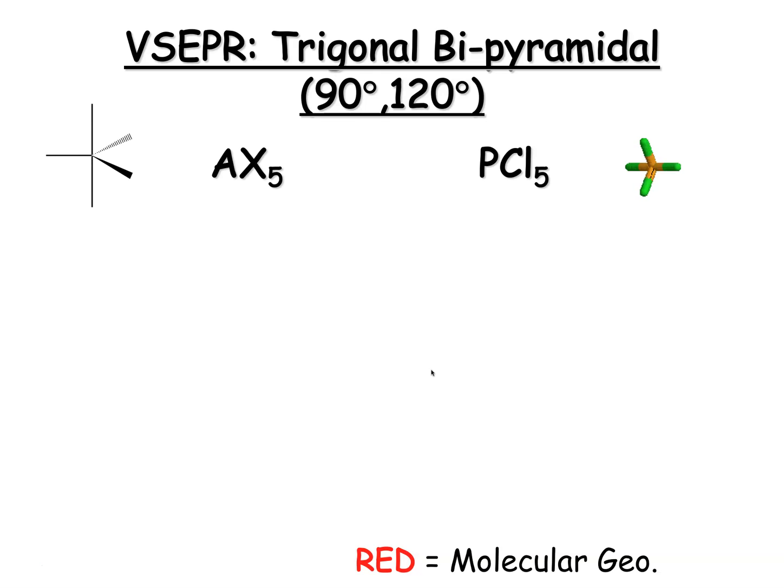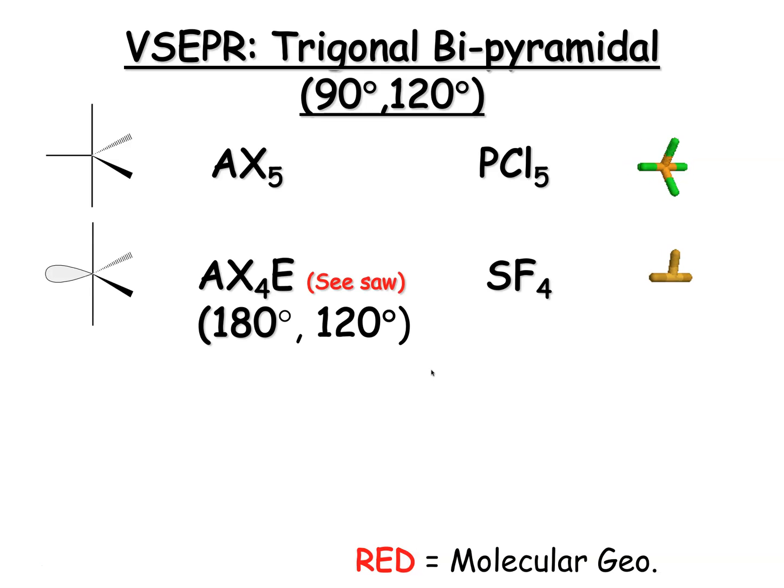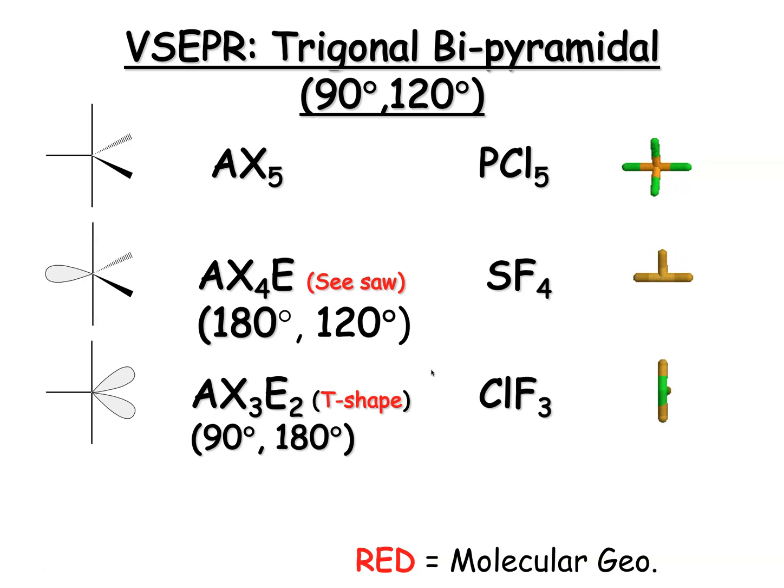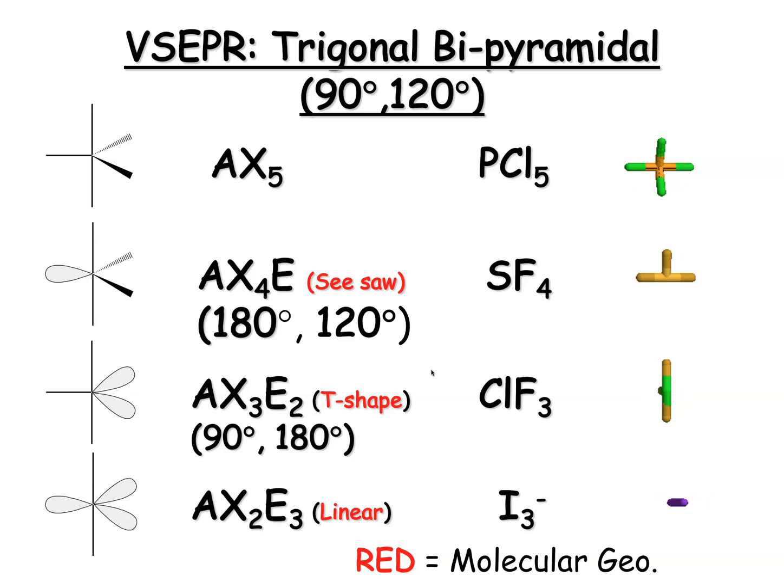So trigonal bipyramidal, AX5, has 2 bond angles. If we add a lone electron pair, we get a seesaw, like those things in the playground you can sit on. And then AX3E2, it now looks like a T. I know it's sideways, but it does look like a T. Again, 2 bond angles. And then AX2E3 ends up being a linear shape. So again, the formula corresponds to the shape, regardless of the molecule.